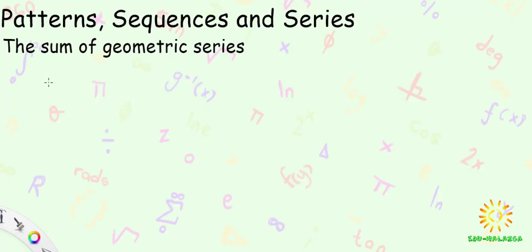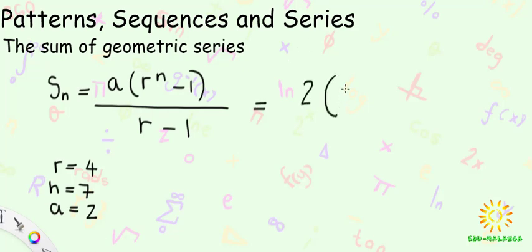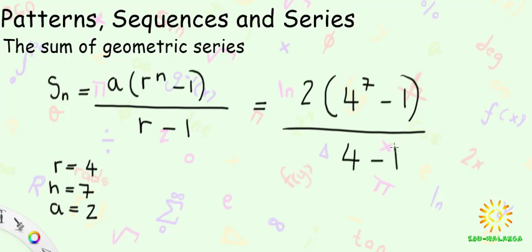We will again rewrite the formula for summing n terms of a geometric series. Sn is equal to a times open brackets r to the power of n minus 1, close the brackets, all divided by r minus 1. Let's substitute in with r is equal to 4 now, n continuing to be 7, and our a is equal to 2 as we saw. The expression will then be 2 times open brackets 4 to the power of 7 minus 1, close your brackets, all divided by 4 minus 1.